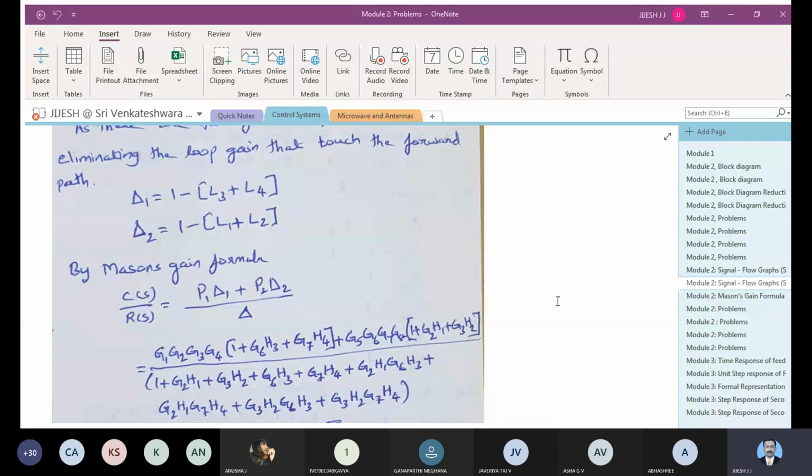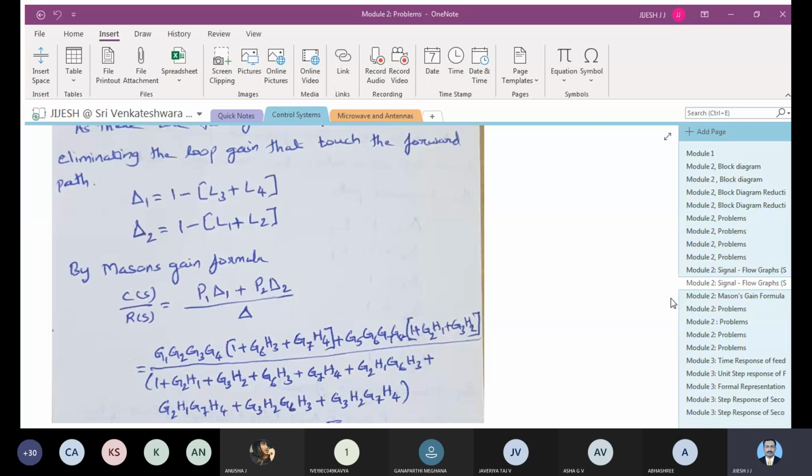Then we have dummy nodes, which will be kept on the input side as well as the output side. Non-touching loops: all of you go through these things. This is just for you. In 10 to 20 minutes I am briefing these things which we discussed in the 10 classes before.